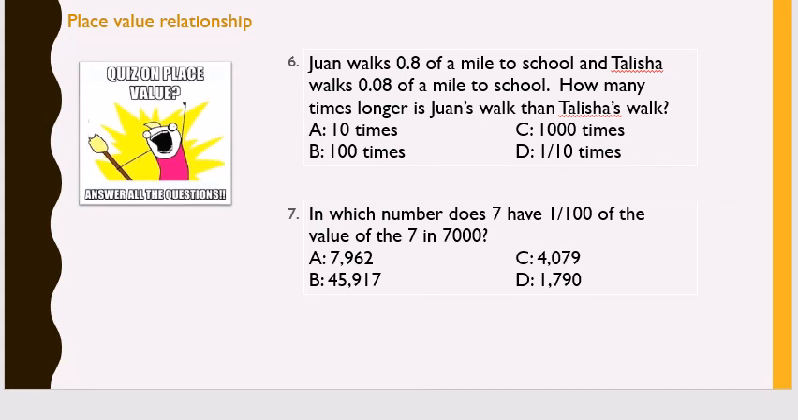Number 7. In which number does 7 have 1/100th of the value of the 7 in 7,000? A, 7,962, B, 45,917, C, 4,079, or D, 1,790. Pause the video, solve your problems, start your video again, and look at your solutions.